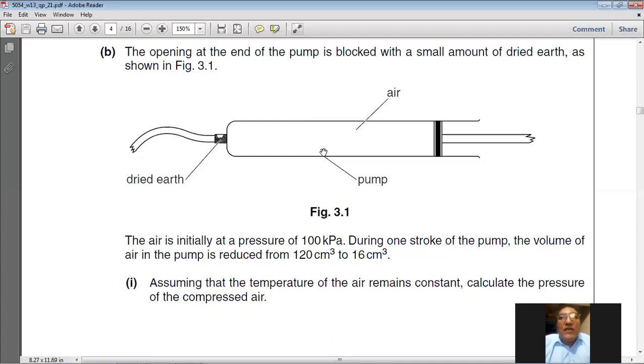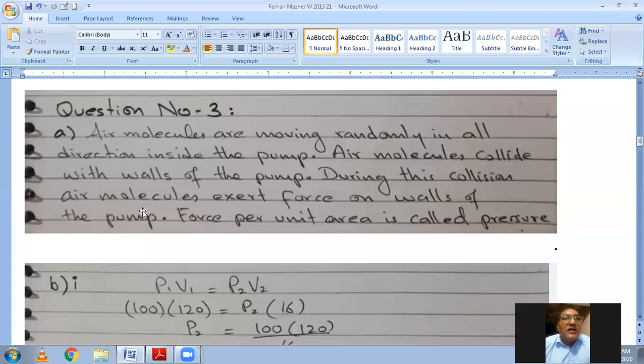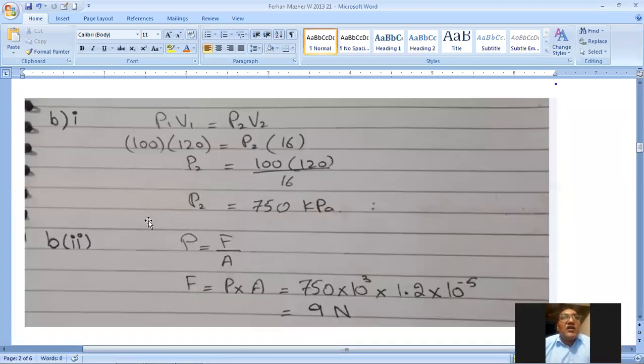The P1 value is 100 kilopascal. The V1 value is 120 centimeter cube. The V2 value is 16 centimeter cube, and the P2 is the question. So apply that formula, put in the values, and get the value of P2. I have done this on paper. Let me show you my work on your screen.